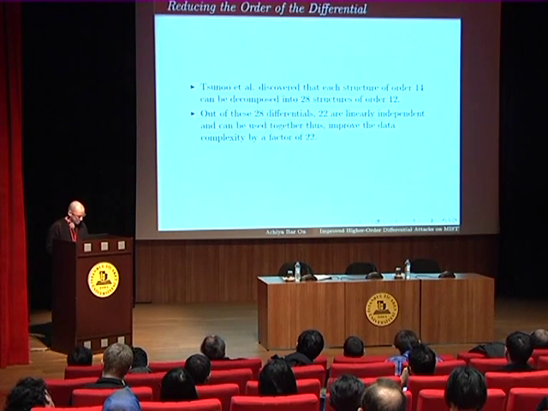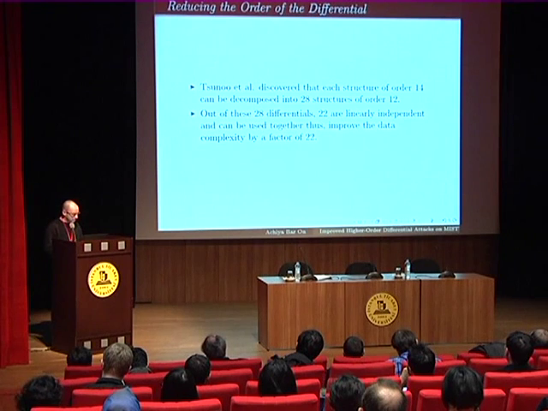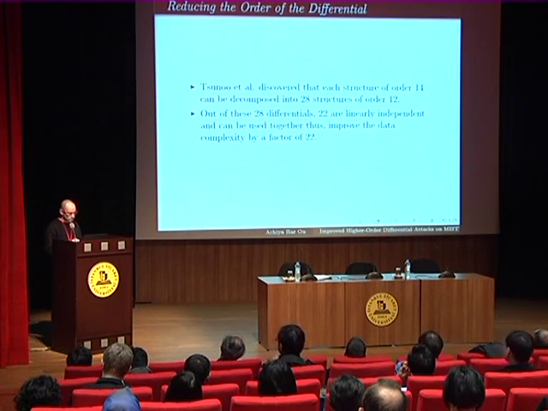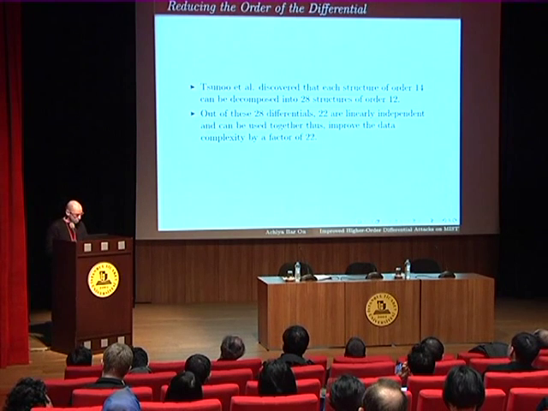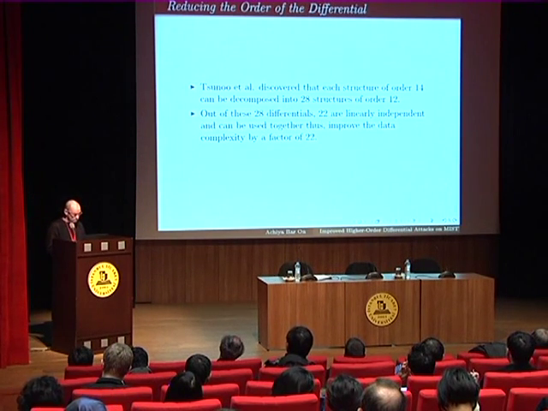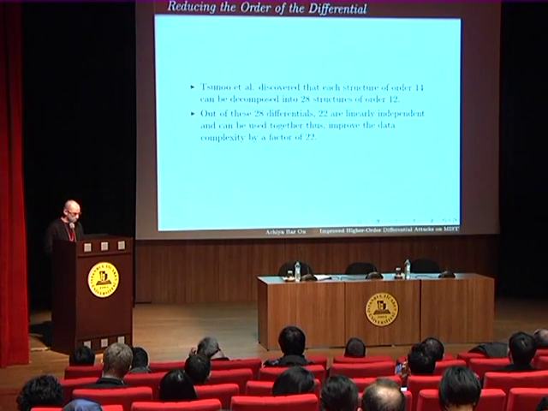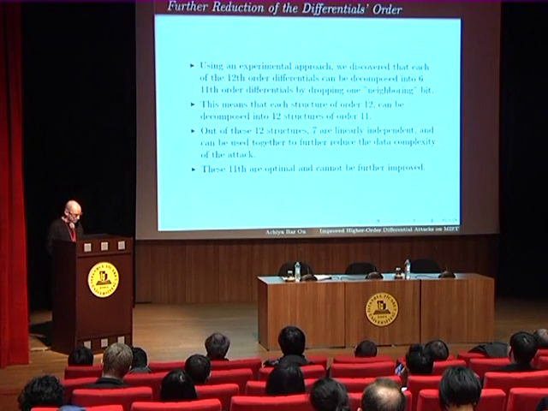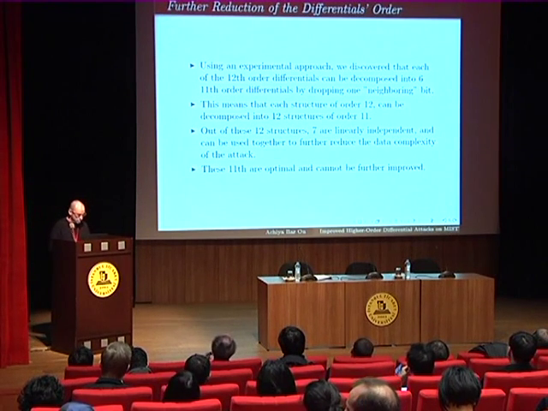And the last observation is that each of the 14th order differentials is in fact 28 12th order differentials, out of which 22 are linearly independent. This means that the data and time complexities of the attack based on the 46th order differential can be improved by a factor of 22. So the results of this paper by Achiya Bar-On are similar in nature.